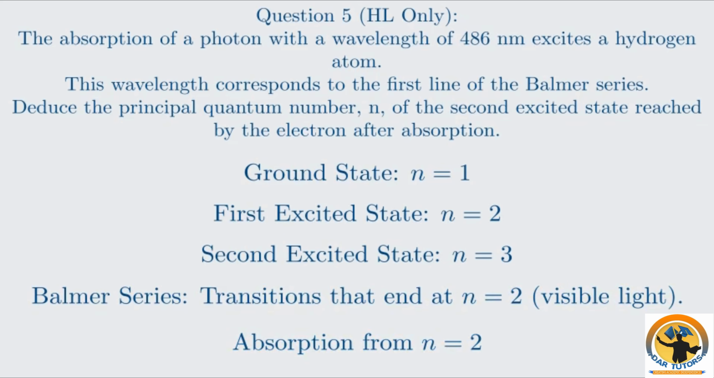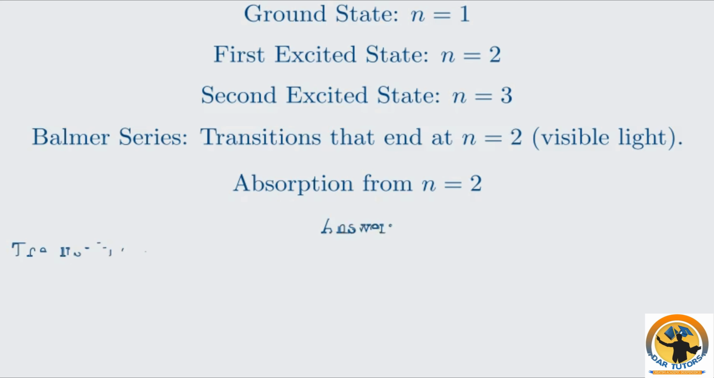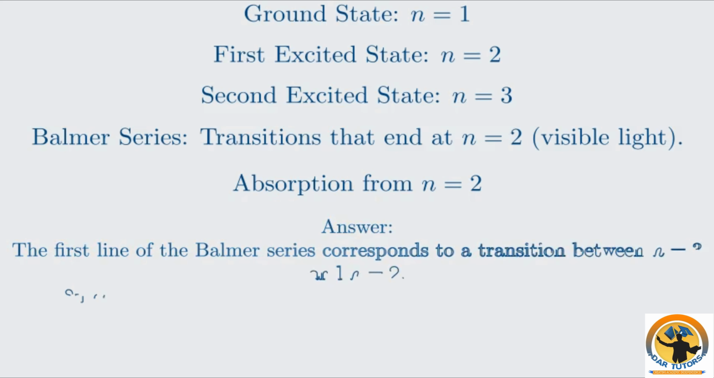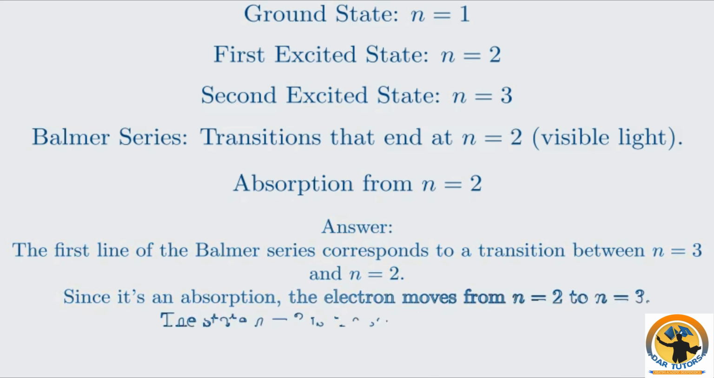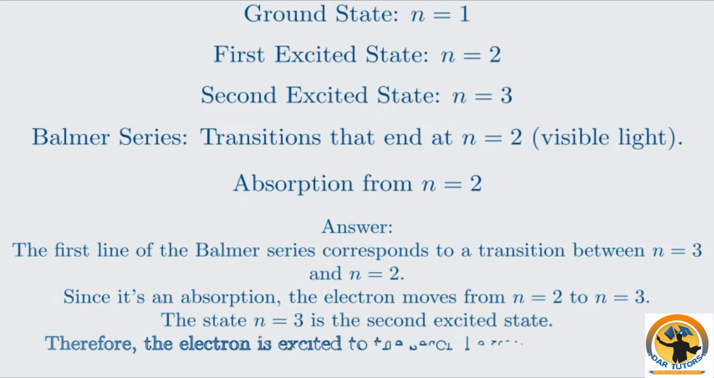We can use the Rydberg formula to confirm this. While the question doesn't require calculation given the wavelength, understanding the series relationship is key. The first line of the Balmer series involves a transition from n=3 to n=2. Therefore, if an electron absorbs that same wavelength, it must be moving from n=2 to n=3. The second excited state is indeed n=3. So, by understanding the definition of the Balmer series and excited states, we can deduce that the electron is excited to the second excited state, which corresponds to the principal quantum number n equals 3.